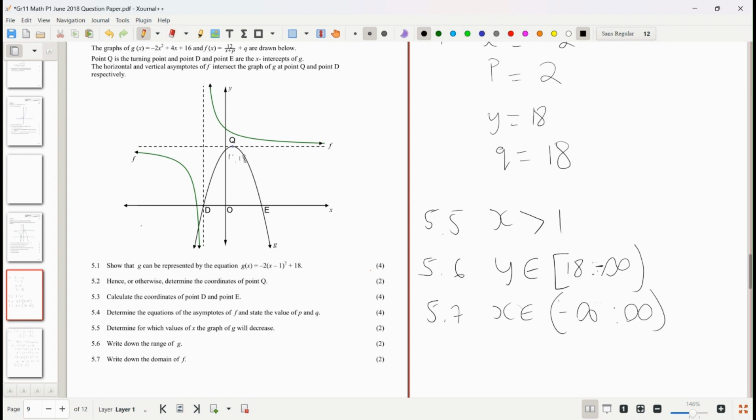So you need to note that x is not equal to negative 2. It must not equal to negative 2. Why? Because there is an asymptote here at x equals to negative 2. Okay.